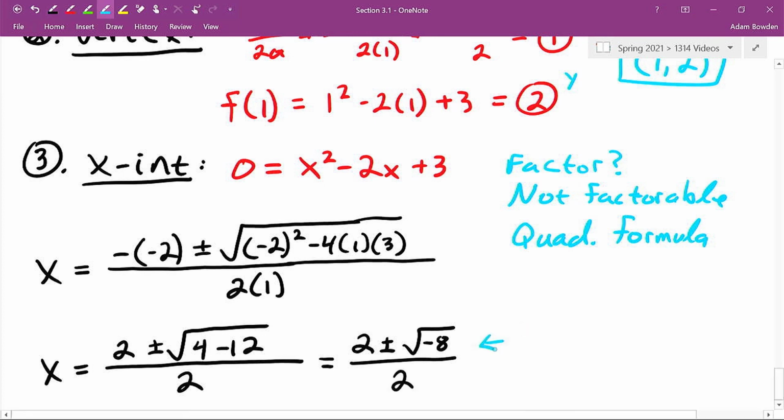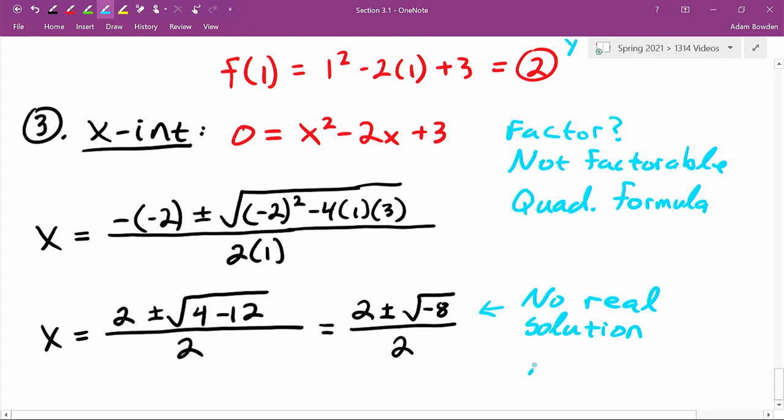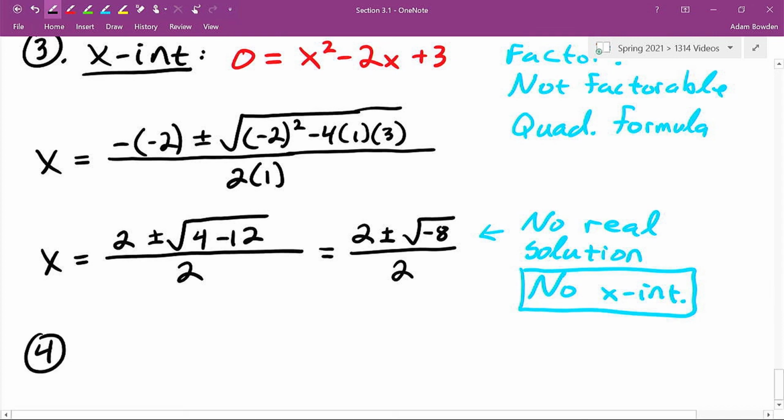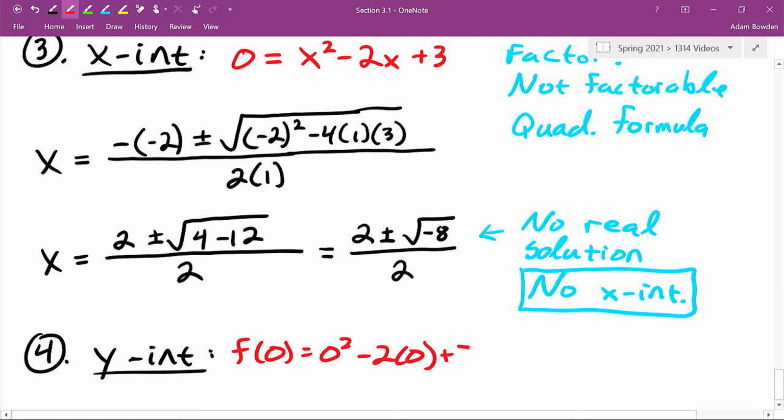So what this tells us is, in this case, there's another case where we have no real solution. The square root of a negative number is not a real number, in other words. So this is another case with no x-intercept. So we'll go ahead and wrap this up, finding at least one intercept with the y-intercept. We'll plug in 0 for x. So it would look like 0 squared minus 2 times 0 plus 3, which would just be plus 3. So (0, 3) is our y-intercept.